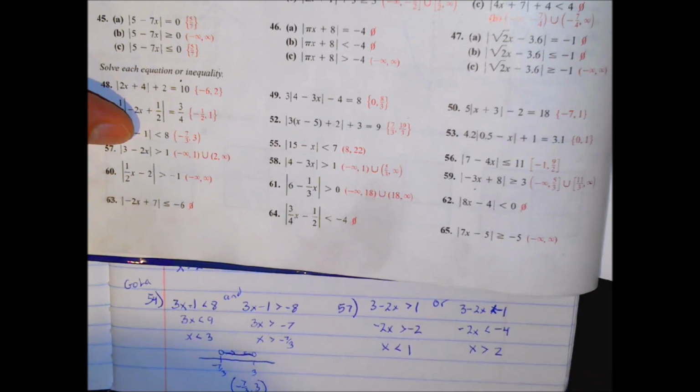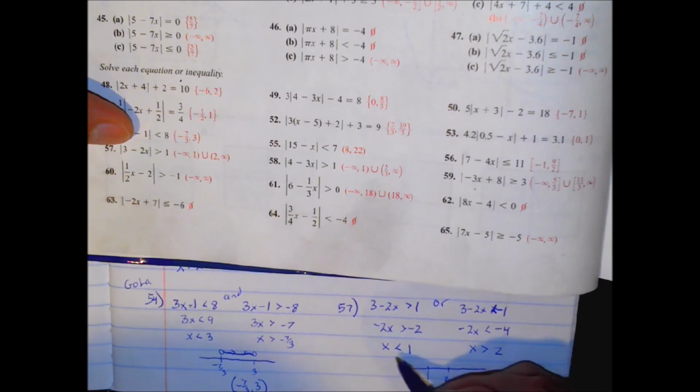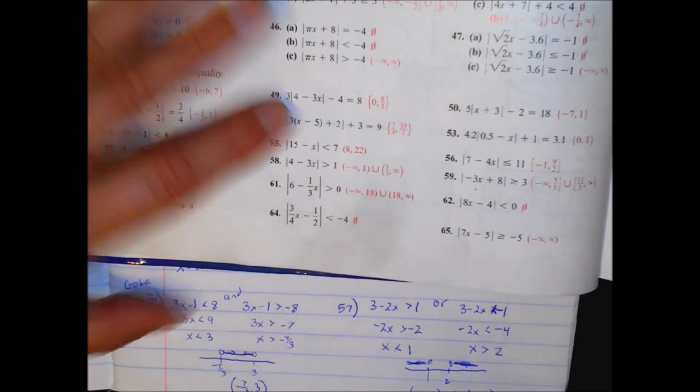Okay. And we have 1, we have 2. It's less than 1. It's greater than 2. It's an or. So it's all these numbers and all these numbers. In interval notation, it's from negative infinity to 1. And it's also, this means a union as well as, and, from 2 to infinity. All right, number 60.